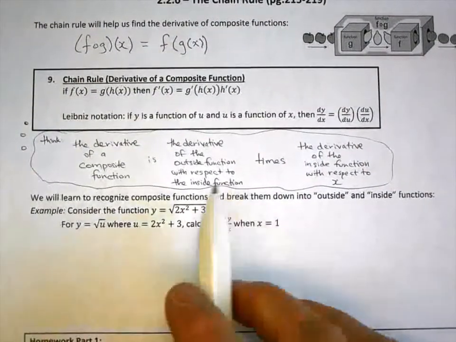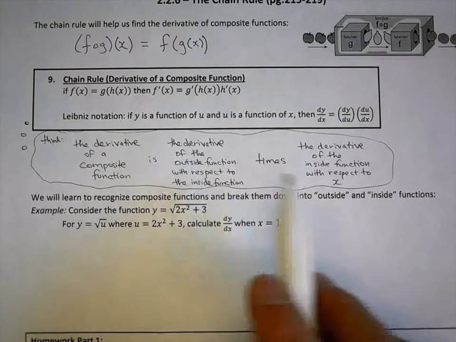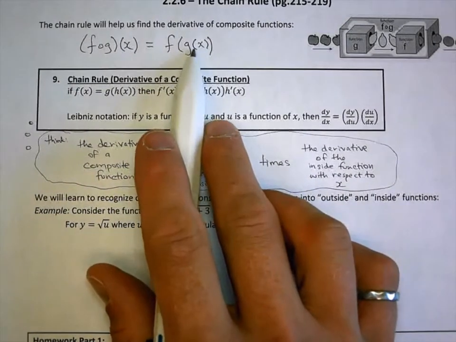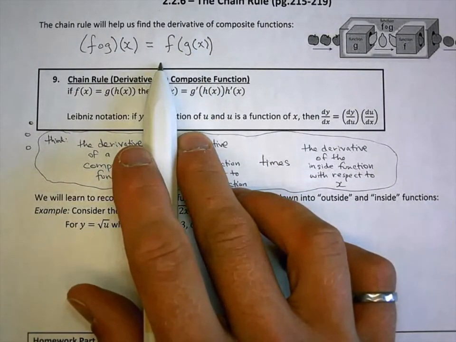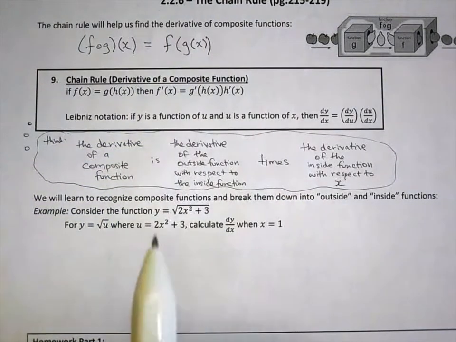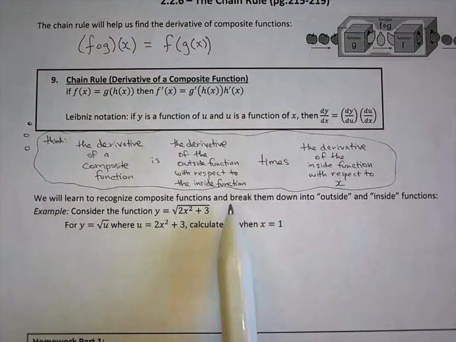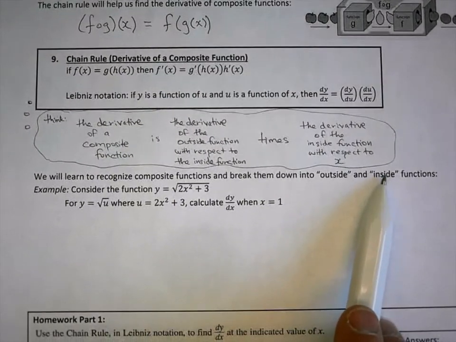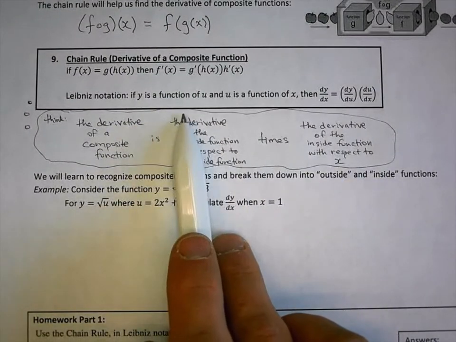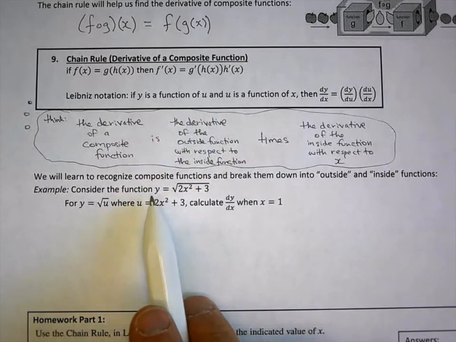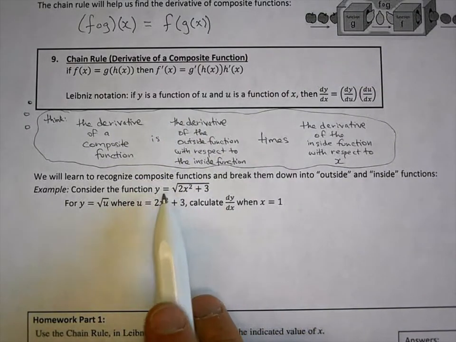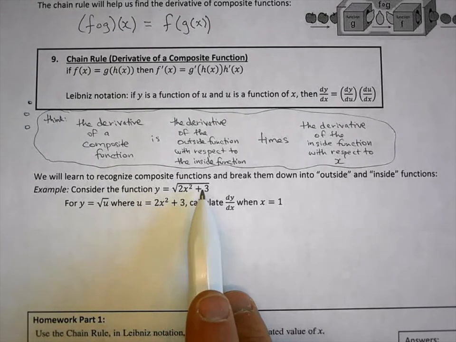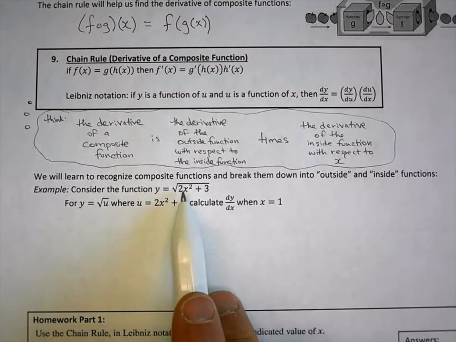For now, I want you to appreciate the idea of the inside and outside function. For this composite function, g is the inside function, f is the outside function. So we're going to get comfortable breaking down functions into outside and inside functions. Let's start with the Leibniz notation, because that might help us understand a question like this. First of all, can you appreciate that y equals root of 2x squared plus 3? This is actually a composite function.